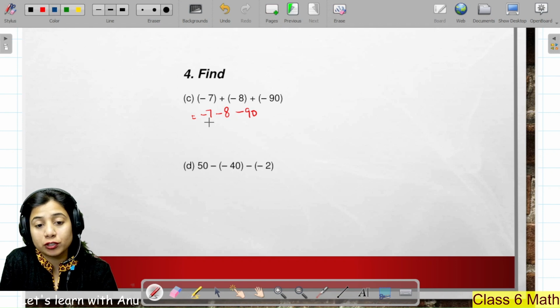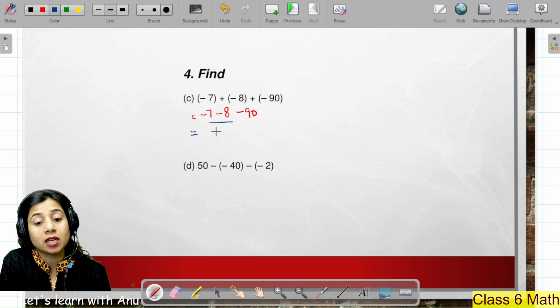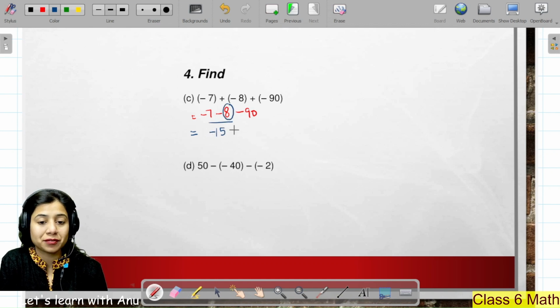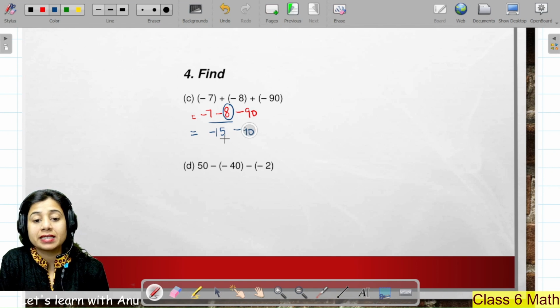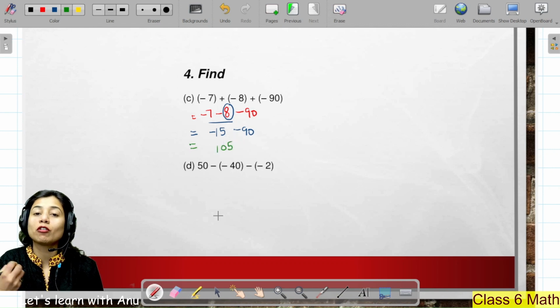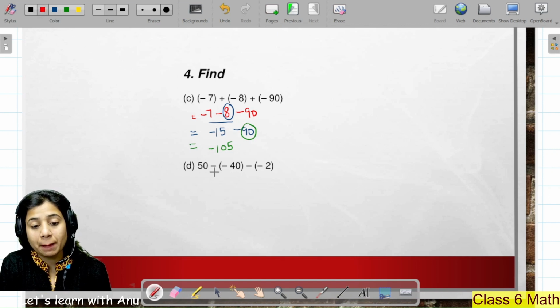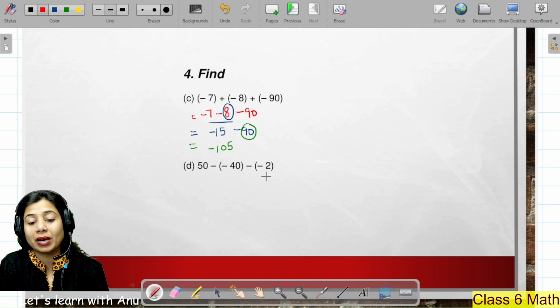Now let's solve the first two integers. Same sign, addition is going to happen. 7 plus 8 is 15. Sign is coming of bigger number, 8. So it's minus 15, minus 90. Same sign again, addition is happening. 15 plus 90, we have 105 and sign is coming of bigger number, that is 90. So it's minus 105.